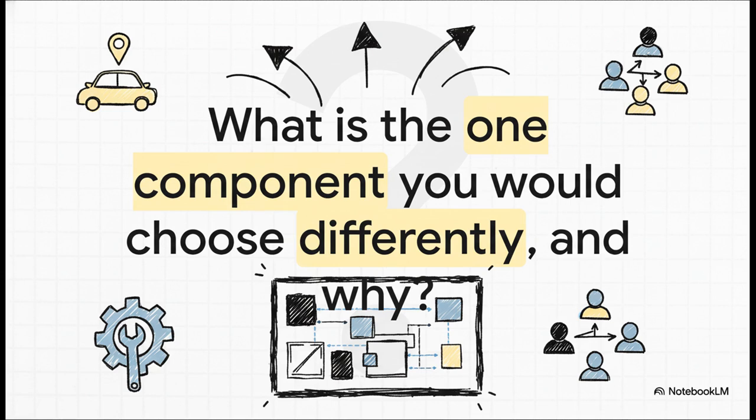But, no blueprint is perfect for every single situation. So looking at this whole stack, I have to ask you, what's the one component you would change and why? Is there a faster database out there? A cheaper mapping service? Maybe a better mobile framework for your specific needs? That is the billion-dollar question.